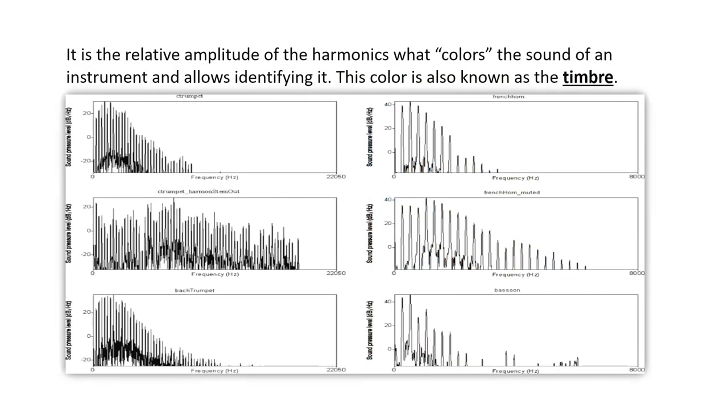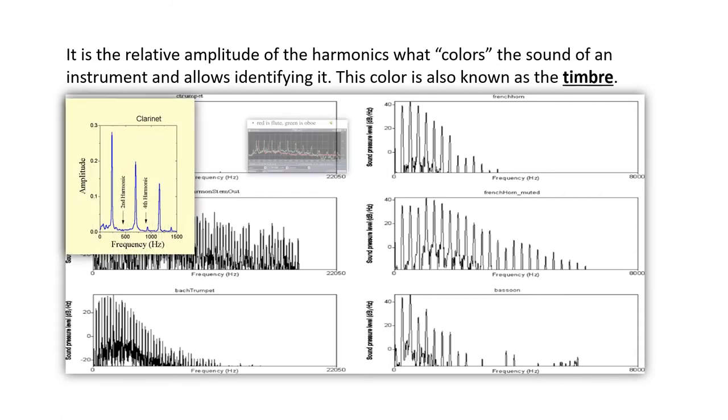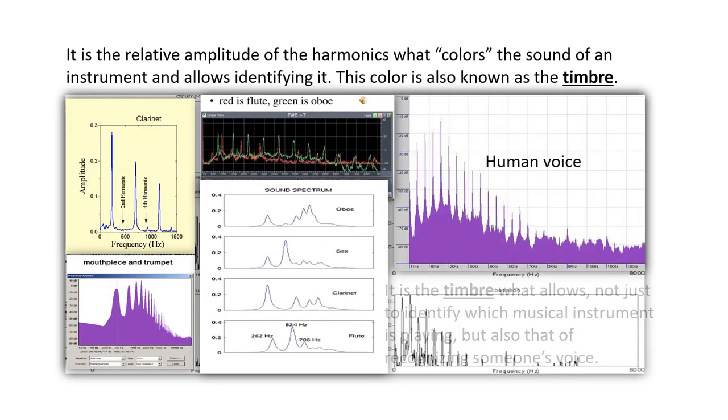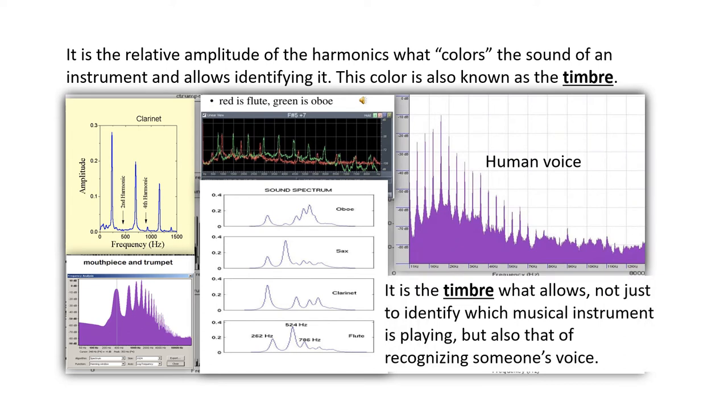It is the relative amplitude of the harmonics which colors the sound of an instrument and allows identifying it. The color is also known as the timbre. It is the timbre that allows not just to identify which musical instrument is playing, but also that of recognizing someone's voice.